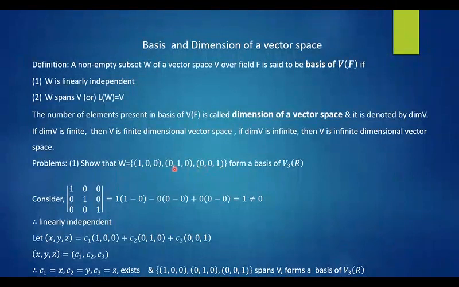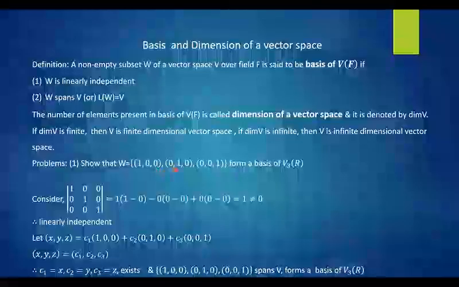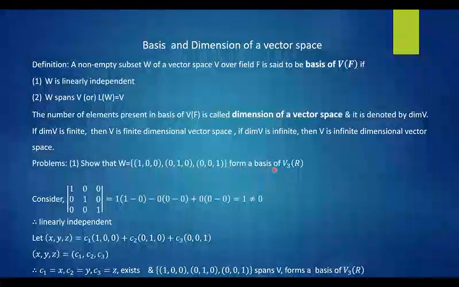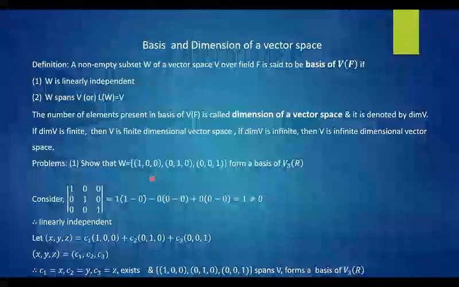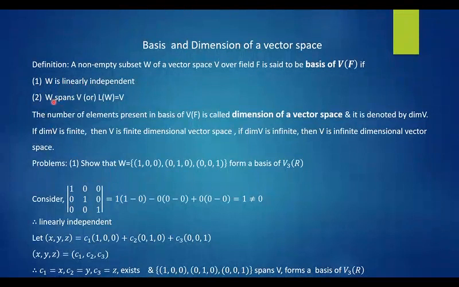Okay, then let us see one problem here. Show that W equals {(1,0,0), (0,1,0), (0,0,1)}. It contains three vectors of the form ordered triplet, that means V3(R). The vector space here is V3(R), and the subset of V3(R) is W. We have to show that this set forms a basis of V3(R).